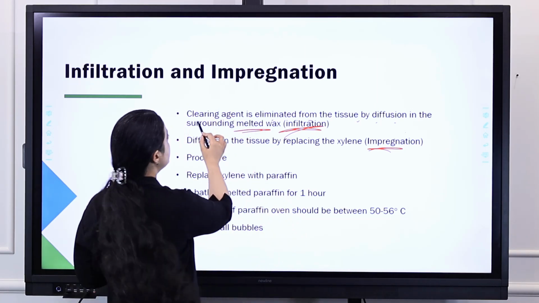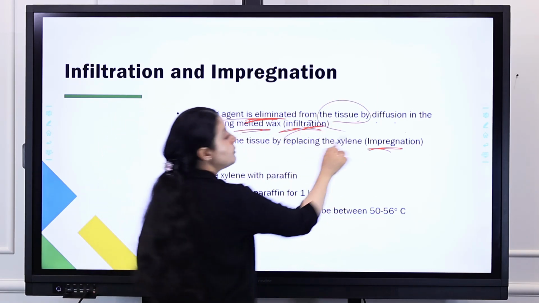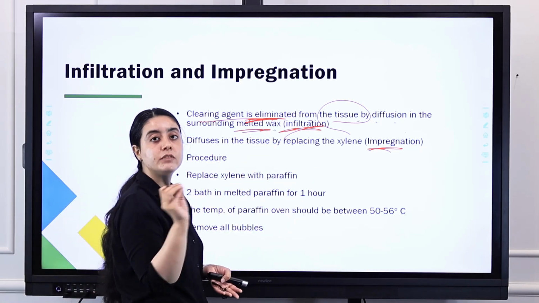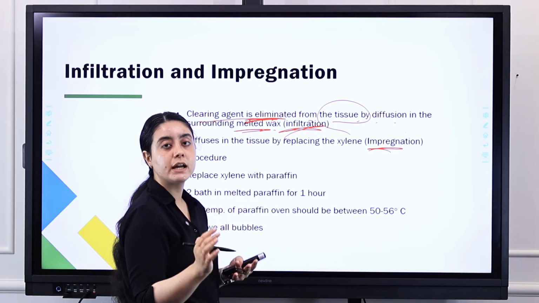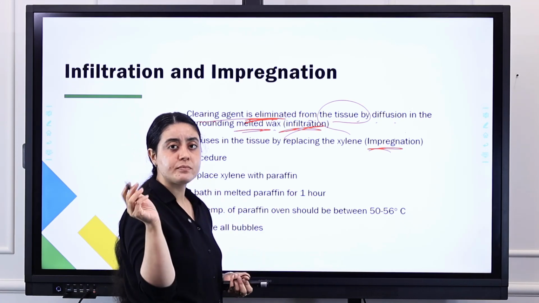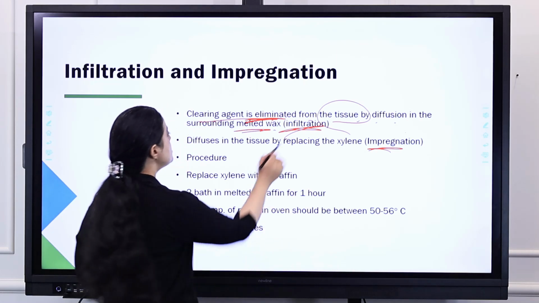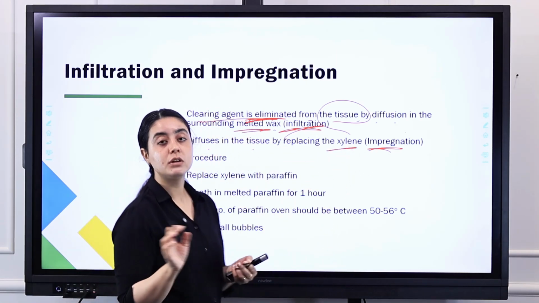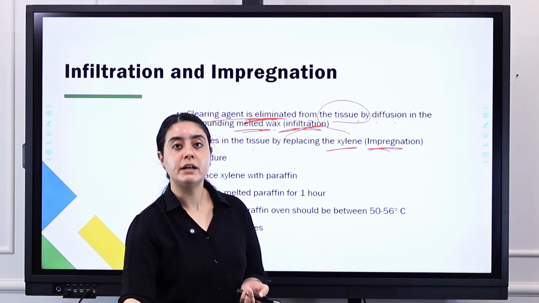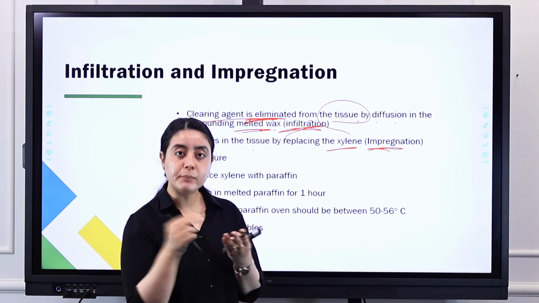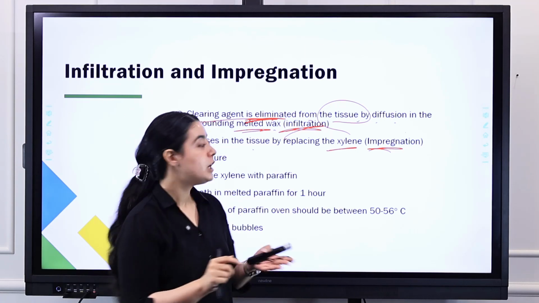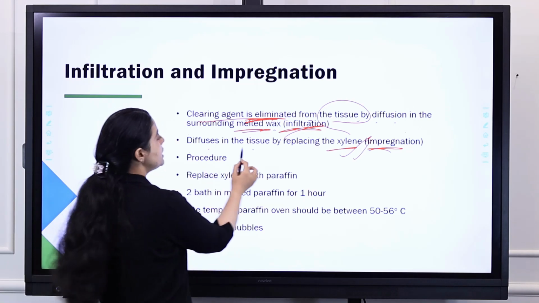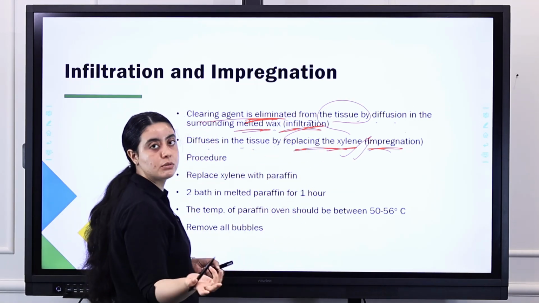Now see, clearing agent is eliminated from the tissue by diffusion. Now we diffuse our tissue into the melted wax. This is the meaning of infiltration. Now the clearing agent is replaced again, and melted wax is filled into those empty spaces, right? Now diffuse the tissue by replacing the xylene: impregnation. When we impregnate our tissue in the melted wax, the wax gets embedded into the tissues and fills these spaces, right? So this is the step of impregnation. It enters the tissue, diffusing into it by replacing the xylene, which is known as impregnation.